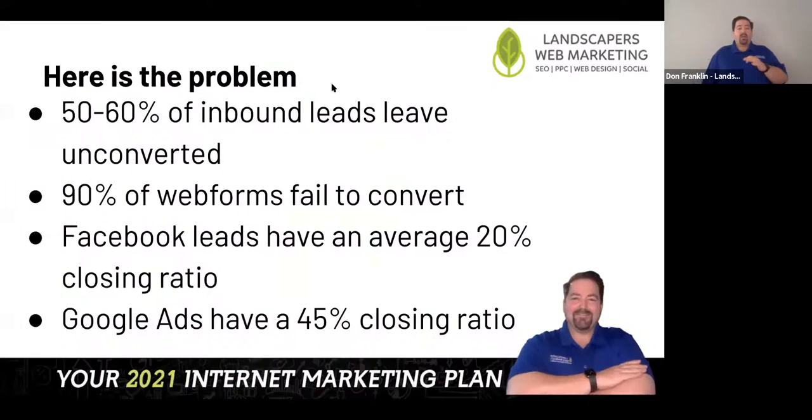So why? Here's the problem. 50 to 60% of inbound leads leave unconverted. 90% of all web forms fail to convert. Facebook leads, which we're a high proponent of, have an average of 20% closing ratio. What about the other 80%? And Google Ads have a 45% closing ratio. So again, what about the other 55? Do we just put those in the garbage and not worry about it?